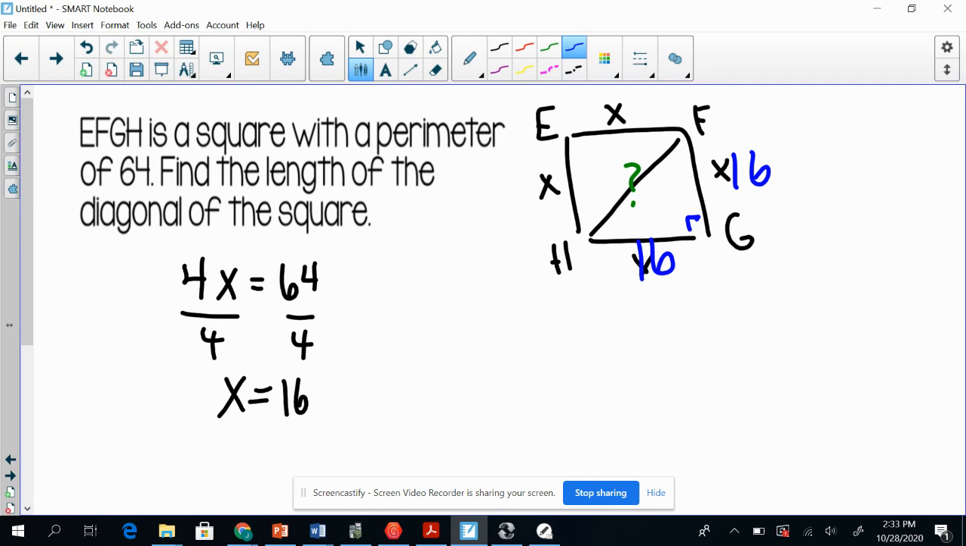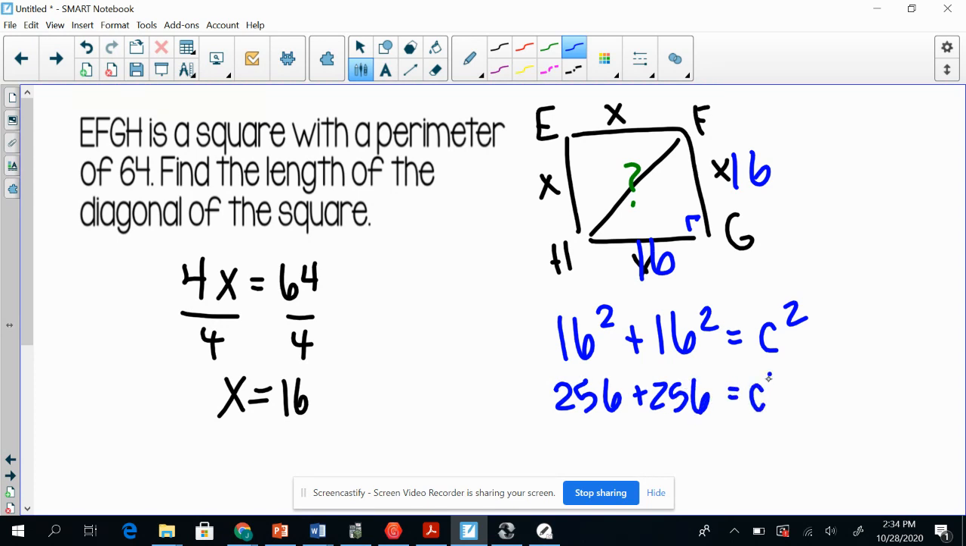And because this is a square, this is a right angle. So again, you're using your Pythagorean theorem. 16 squared plus 16 squared would give me my diagonal here because this is a right triangle indeed. So equals c squared. So 16 squared is 256 plus 256 equals c squared, which is going to give me 512. And we're going to take the square root of both sides.